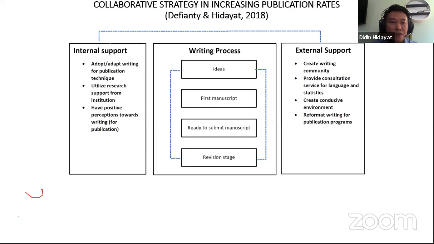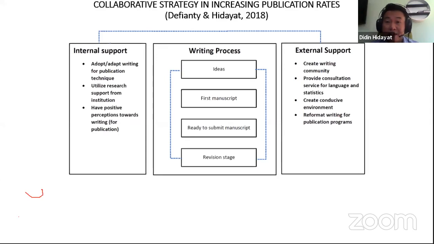And then one thing which is very important, but this one should come from the domain of the institution, is to provide sometimes consultation service for language and also statistics. For example, even though we are English teachers, sometimes we still have trouble dealing with the language, especially dealing with writing for publication. And not to mention the other teachers coming from different backgrounds.